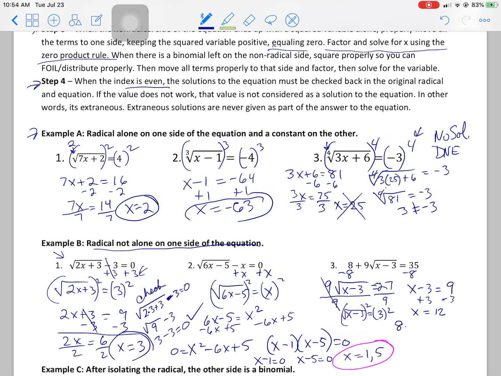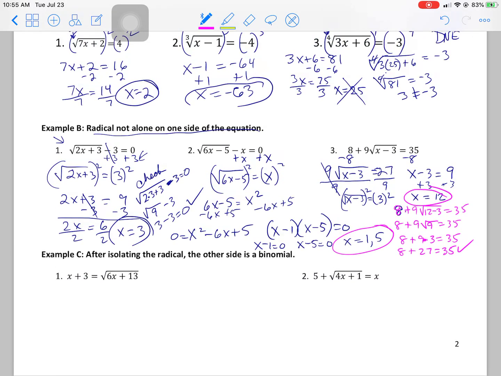So back in the original problem, 8 plus 9 times the square root of 12 minus 3 equals 35. So this is order of operations. This is 3, this is 9. So 8 plus 9 times 3, right? The number shoved against another number is a multiplication. 8 plus 27 equals 35, which is true. So, yep, that's the right answer for that one. Okay.